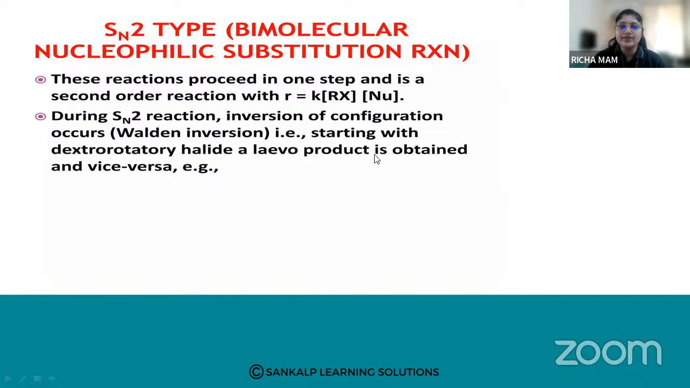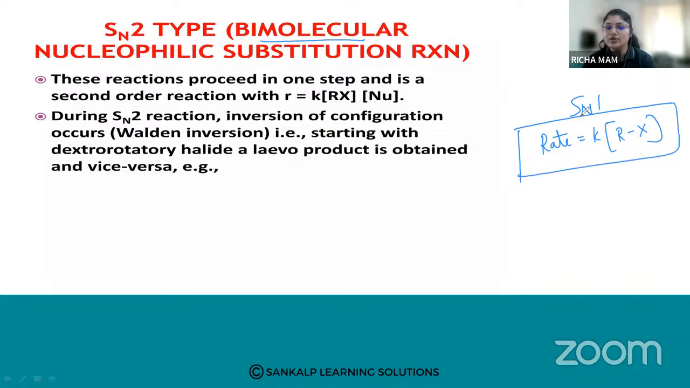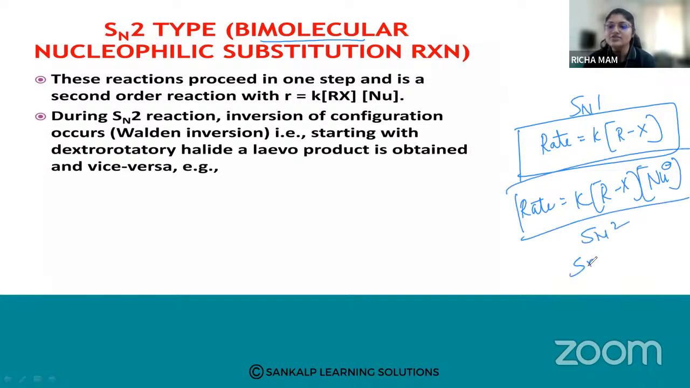Next we are going to see the SN2 mechanism. SN2 stands for substitution nucleophilic bimolecular. In SN1 it was unimolecular, which means the rate depended only on the concentration of the substrate. Here in the SN2 mechanism, the rate of the reaction depends on the concentration of the substrate as well as the nucleophile, and this follows second order kinetics.